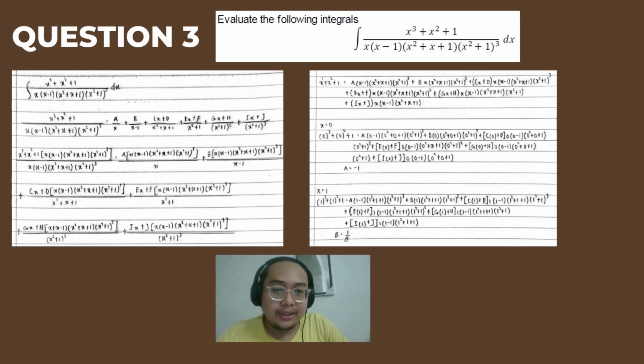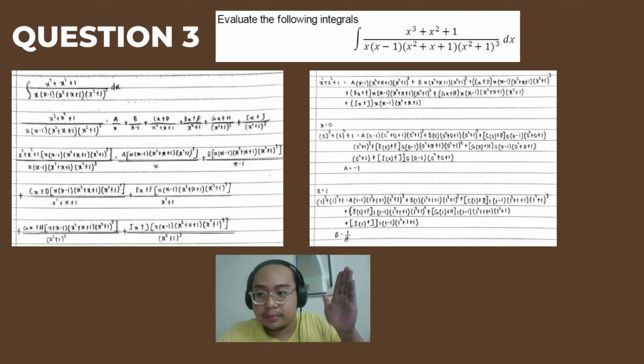Hello and welcome. My name is Haziq Faiz and now we are going to solve question number 3, which is evaluate the following integrals as above.